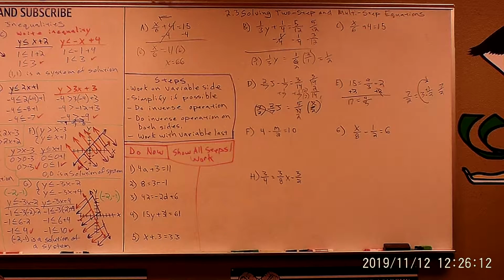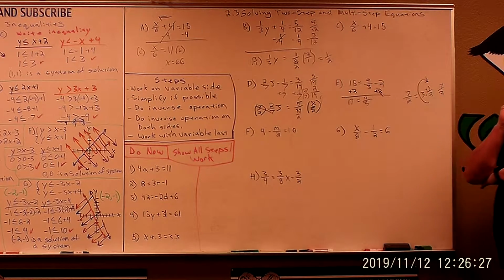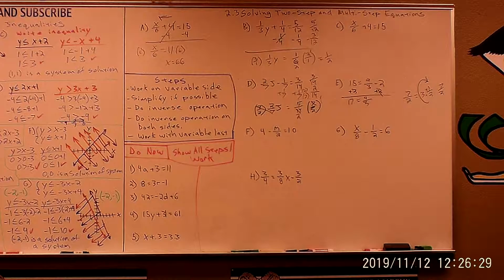What side do we work on? So what am I going to do now? What am I going to do? I'm not going to touch that 17, right? Because I want to work on the variable side. I have A over 3. What type of math is that? So how do I undo it? Okay.